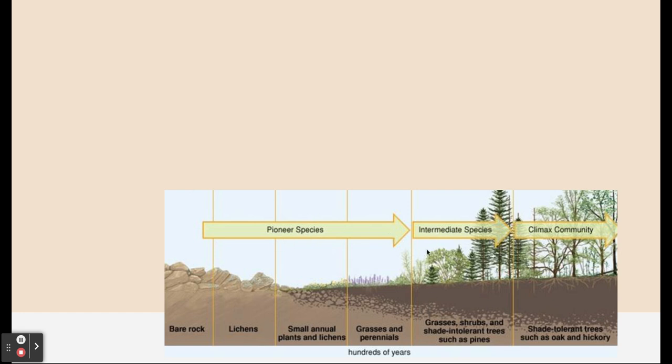Then we move into further stages where larger plants start to grow, and we call these organisms that move in the intermediate species. And these things keep growing for years, sometimes even decades, until we get to a point where there's large, well established trees. Usually, those tend to be hardwood trees. And they're very shade tolerant because the seeds of these trees have to grow in the understory of the forest that's already here with this intermediate forest. And once these grow and they're a healthy, stable community, we call that a climax community.